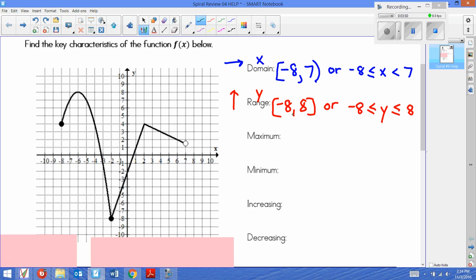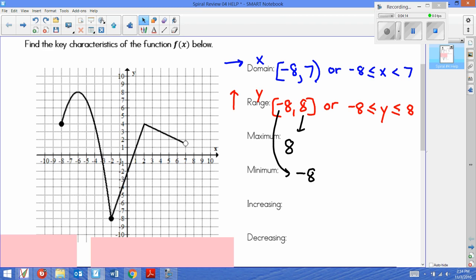Now the great part about the range is that it's directly related to the maximum and minimum value. So if the highest point in the range is 8, the maximum is 8. If the lowest point is -8, the minimum is -8. So the range is so closely connected to the max and min. It's almost like cheating because it's just copying the 2 values down.